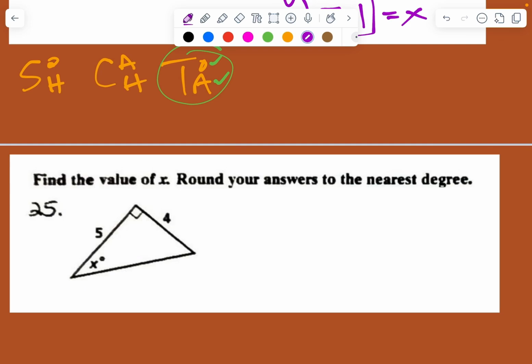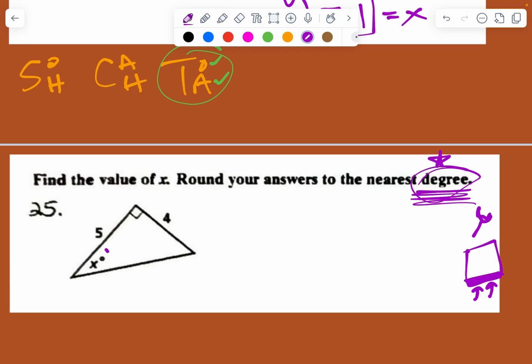Find the value of X, round your answer to the nearest degree. A reminder that your calculator should be in degrees, so if you need to on Desmos, you go up to that wrench, and that opens a menu, and at the very bottom of the menu, you have your choice of radians and degrees. Make sure you pick the right one. We are going with degrees for this question.